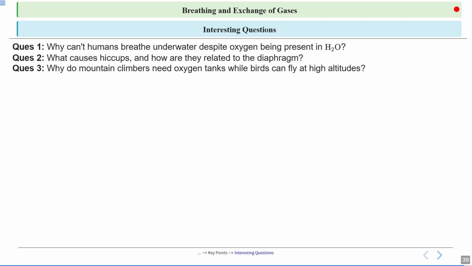Next question: why do mountain climbers need oxygen tanks while birds can fly at high altitudes? So what is the reason for that? Okay, as you move up, the oxygen level decreases or the pressure decreases, you can say.